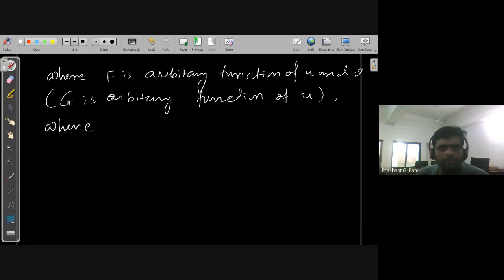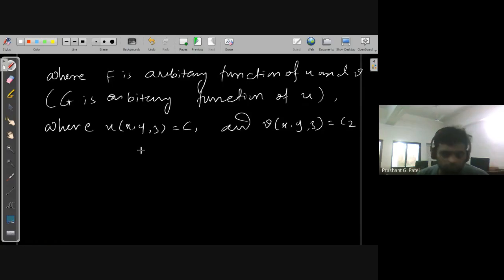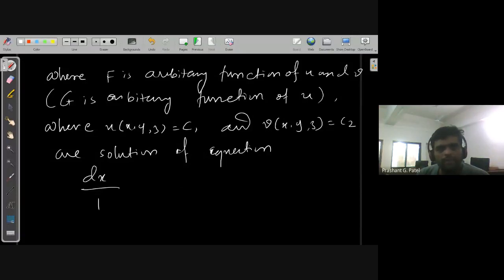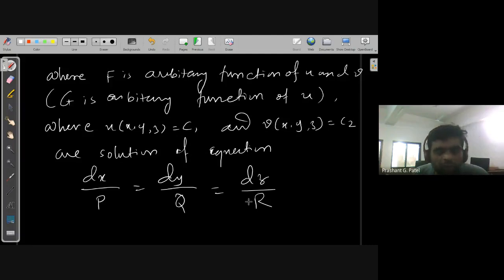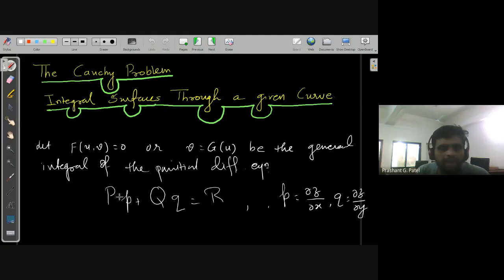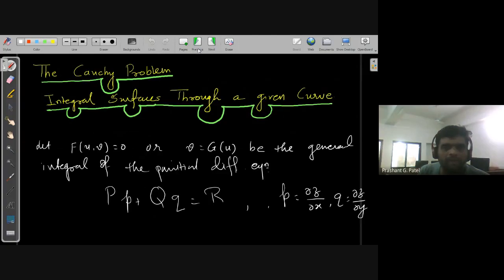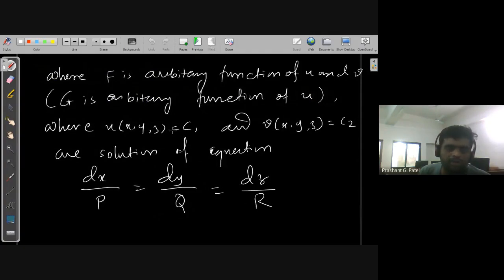where u of x, y, z equal to constant c1 and v of x, y, z equal to constant, let's say c2, are the solution of the equation dx upon P equal to dy upon Q equal to dz upon R. So these are the auxiliary equations we have, and that is what we did in the quasi-linear equation to find the solution of this type of equation, that is capital P into small p plus Q into small q is equal to R. To get this solution, it is written in the form of f of u, v, where u and v can be obtained from these auxiliary equations.